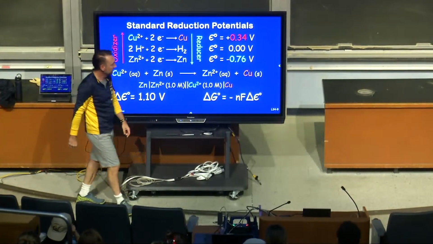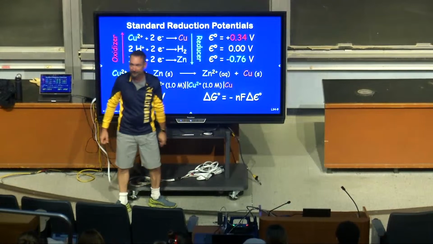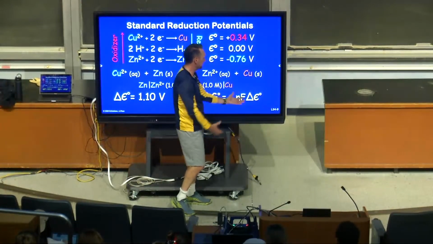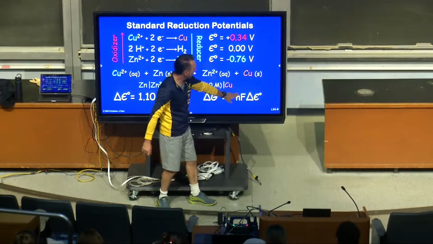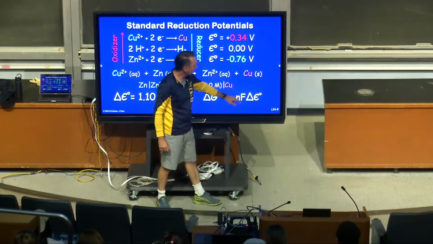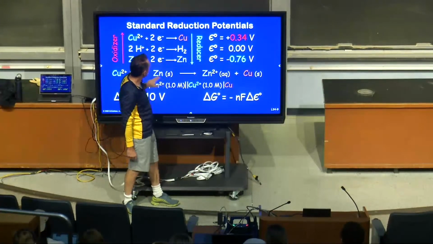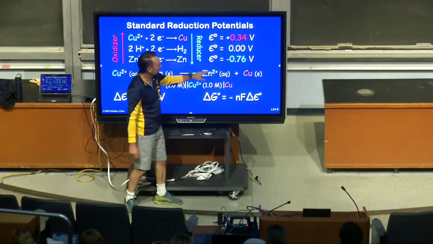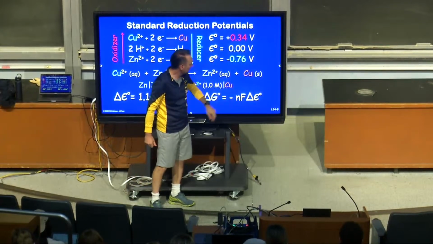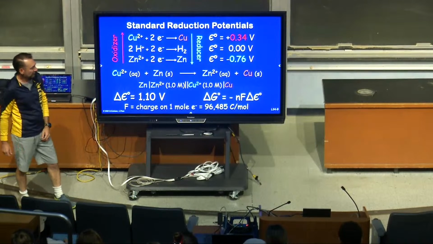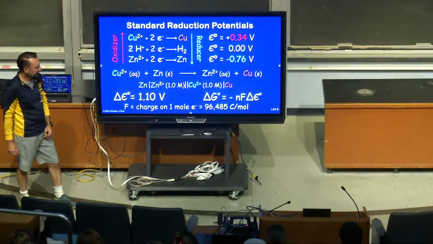And you can convert it into a free energy very simply. And it's beautifully related. It essentially is the free energy, with a couple of constants. This n is the total number of electrons transferred. So this is a 2 electron transfer, so 2 electrons. F is just a constant, it's Faraday's constant. It's the charge on a mole of electrons. Okay?